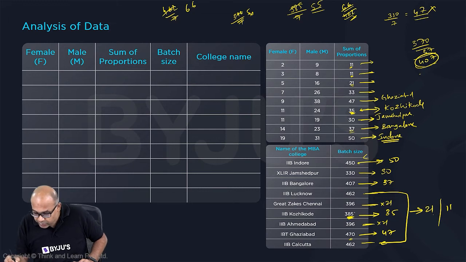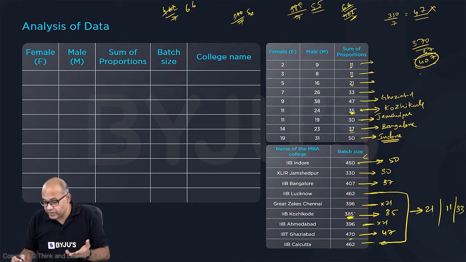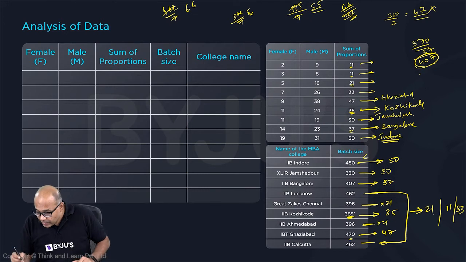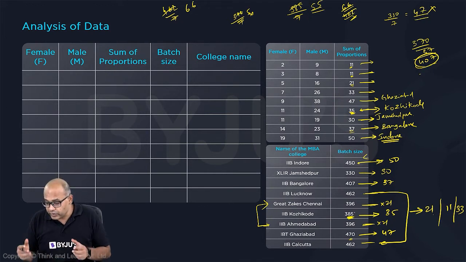Yeah, 33 is also possible. So 21 is possible, 11 is possible, 33 is also possible. What about these two? Then we are left with these two, 396 and 396. So now the issue is 4 of them we cannot map. All others we are able to map.